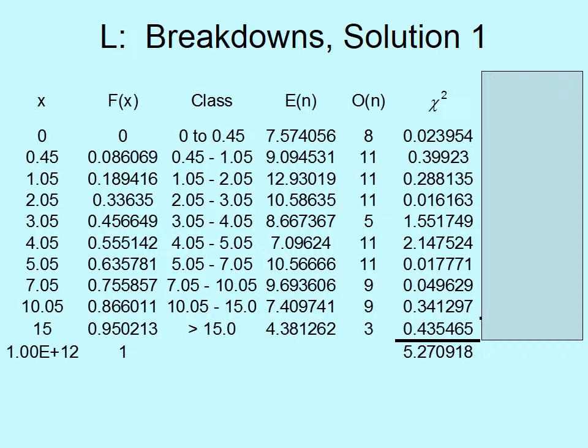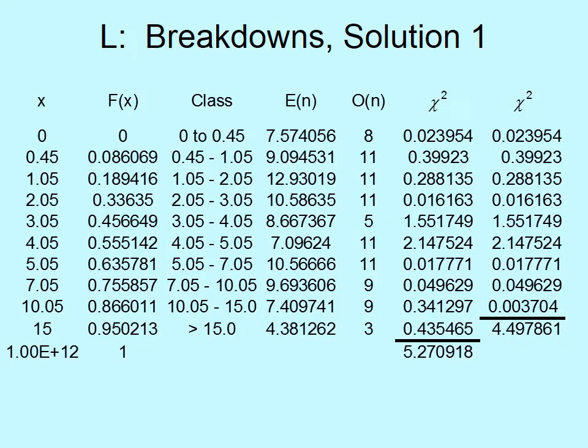But notice, if you look at that bottom class, the expected number is 4.38. That violates one of our rules that said the expected number always has to be 5 or more. So because of that, I'm going to combine those bottom two categories and actually just have one category that's greater than 10.05. So I've just combined the next two in the next column. And I've got my chi-squared statistic and it's not very big.